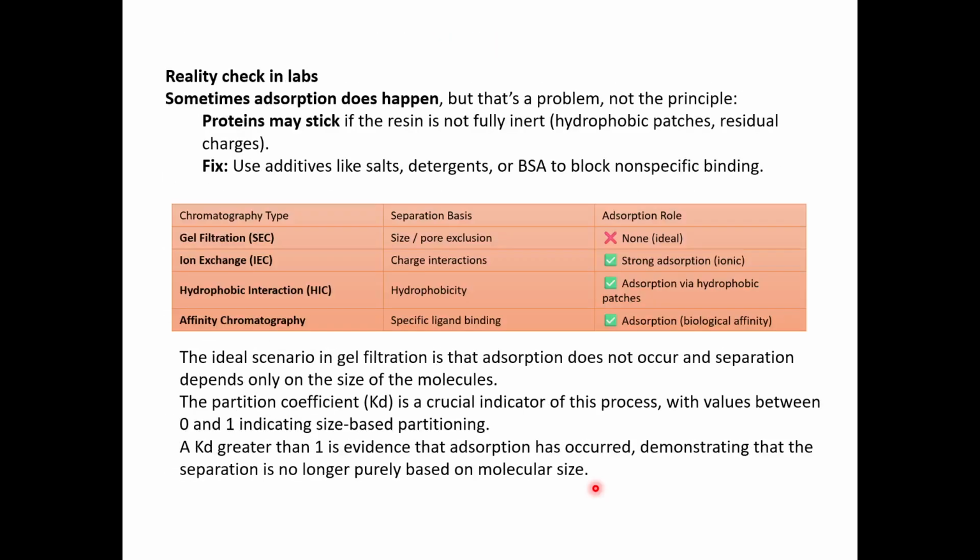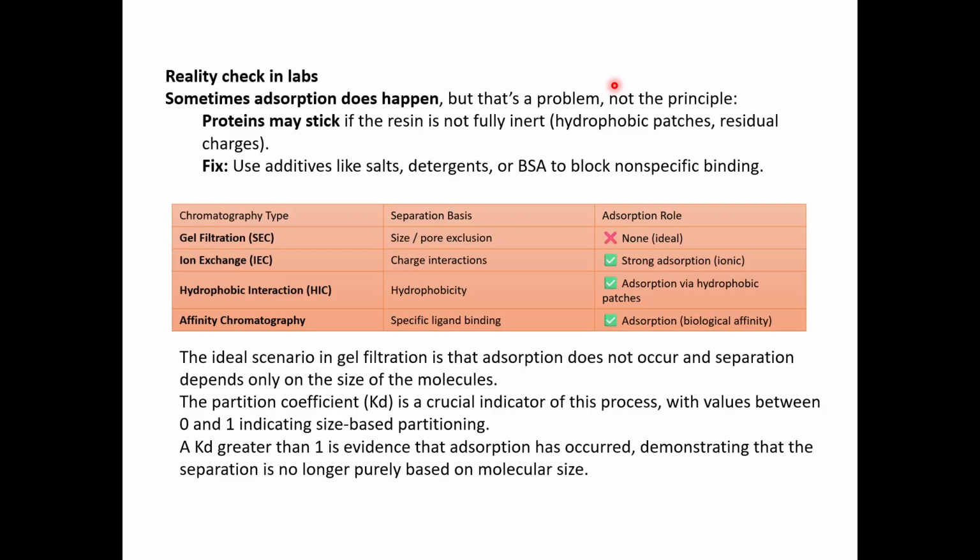But what happens in the reality in the labs? When you actually perform gel filtration chromatography, you will see that in some cases this is not what is happening. Sometimes adsorption does happen, but that's a problem, not with the principle. This is not part of the gel filtration principle.